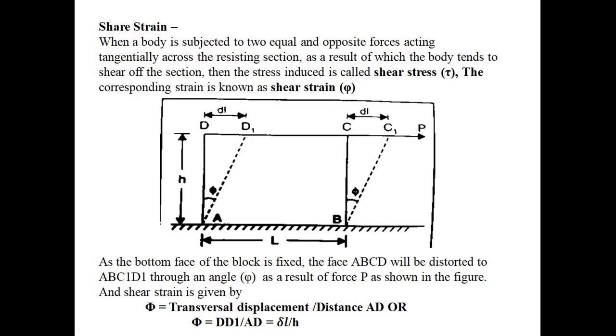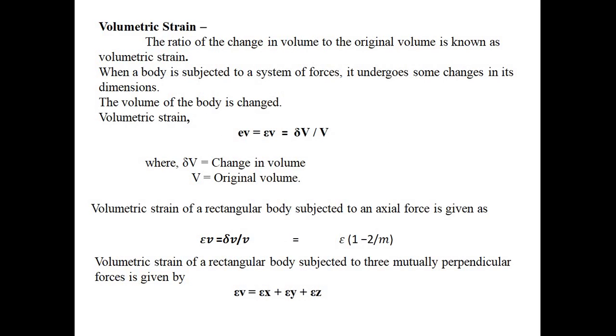Okay, so this is about the shear strain. Now we'll discuss the volumetric strain. It is again simple. The ratio of change in volume to the original volume is known as volumetric strain. As we have seen the tensile strain, compressive strain, and shear strain, similarly, volumetric strain means what? It is the ratio of change in volume to its original volume.